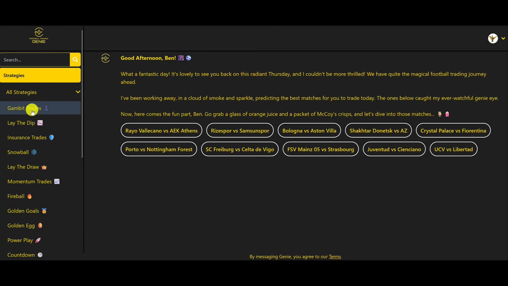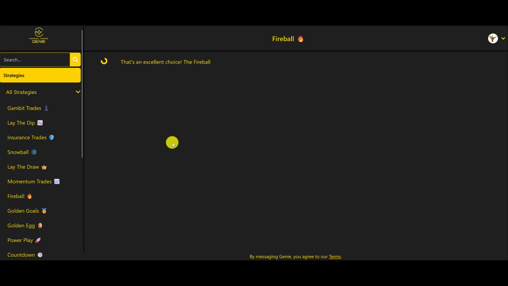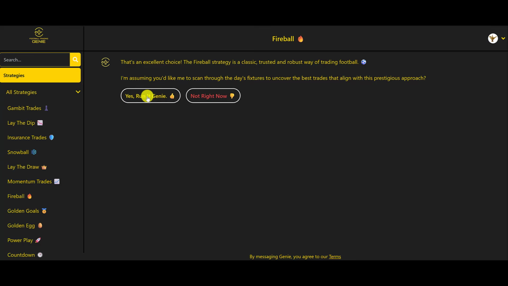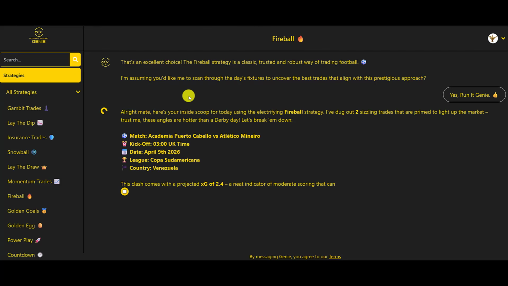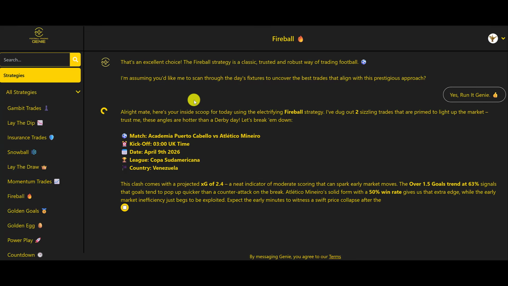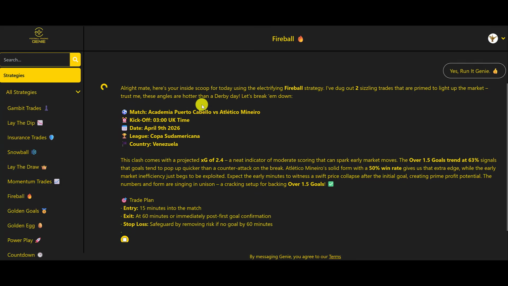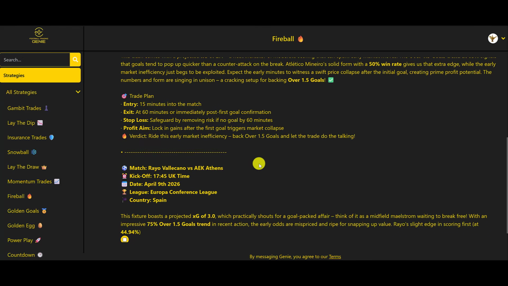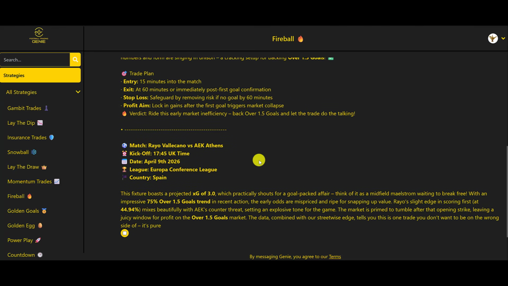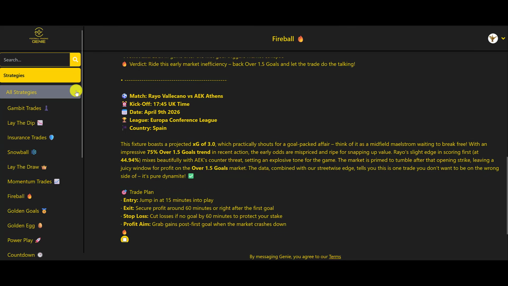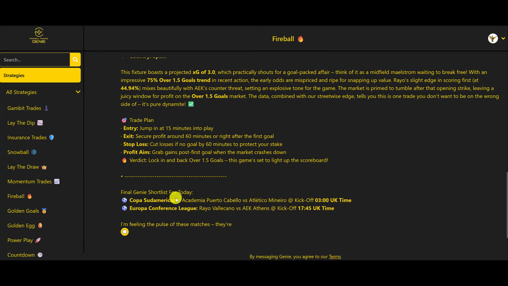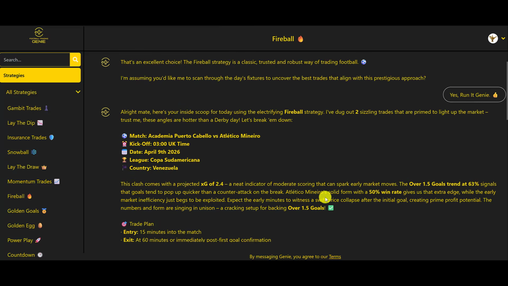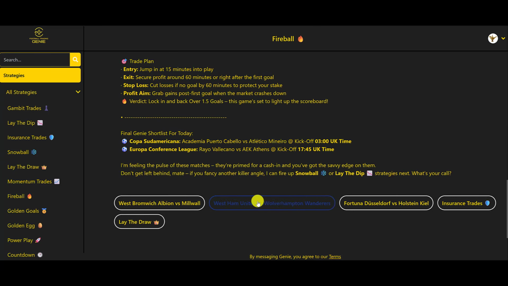So you can click here, and then if there's a particular strategy you're looking for, let's just say we want to click on Fireball, for example, then we can just click on this, and then the Football Trading Genie is going to try and have a good look for all the best matches today that are going to be good for the Fireball strategy. So a bit of a quiet day today, but yeah, 2 matches from the looks of it, and it kind of gives you the trading plan for that match also. Okay, so that is what the strategy section is, which is probably one of the best features of it. And then you get your short list for that particular strategy, and then we can start to have a look at other strategies and other matches from there.